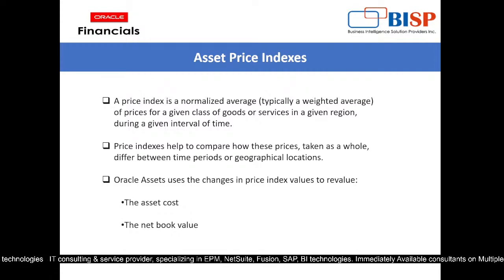A price index is associated to an asset through its asset category. By default, assets use the price index assigned to the asset category to calculate the revaluation amount. But you can override the default price index and recalculate the revaluation amounts for an asset, that is possible. You can even override the default price index that is available in your asset categories.